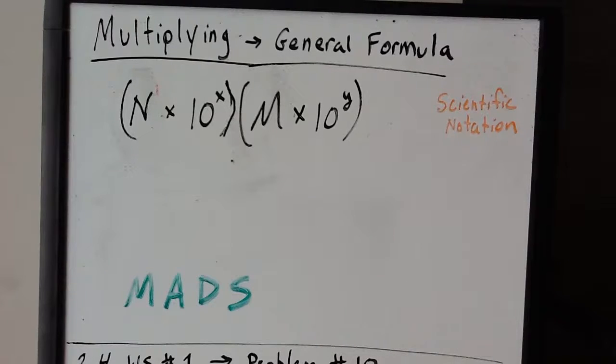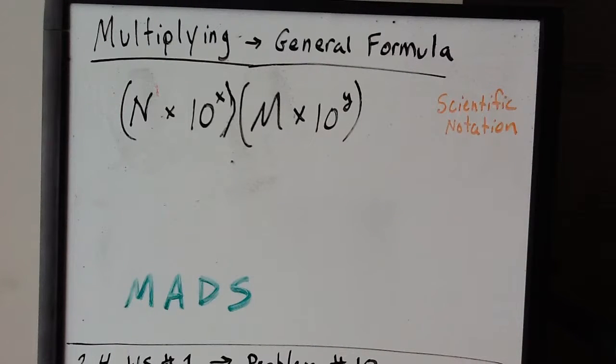Okay, in this video we'll talk about multiplying in scientific notation. There are 3 steps. Number 1, we're going to multiply the base numbers together. Number 2, we're going to add the exponents to get the power of 10. And then number 3, we're going to adjust for scientific notation.